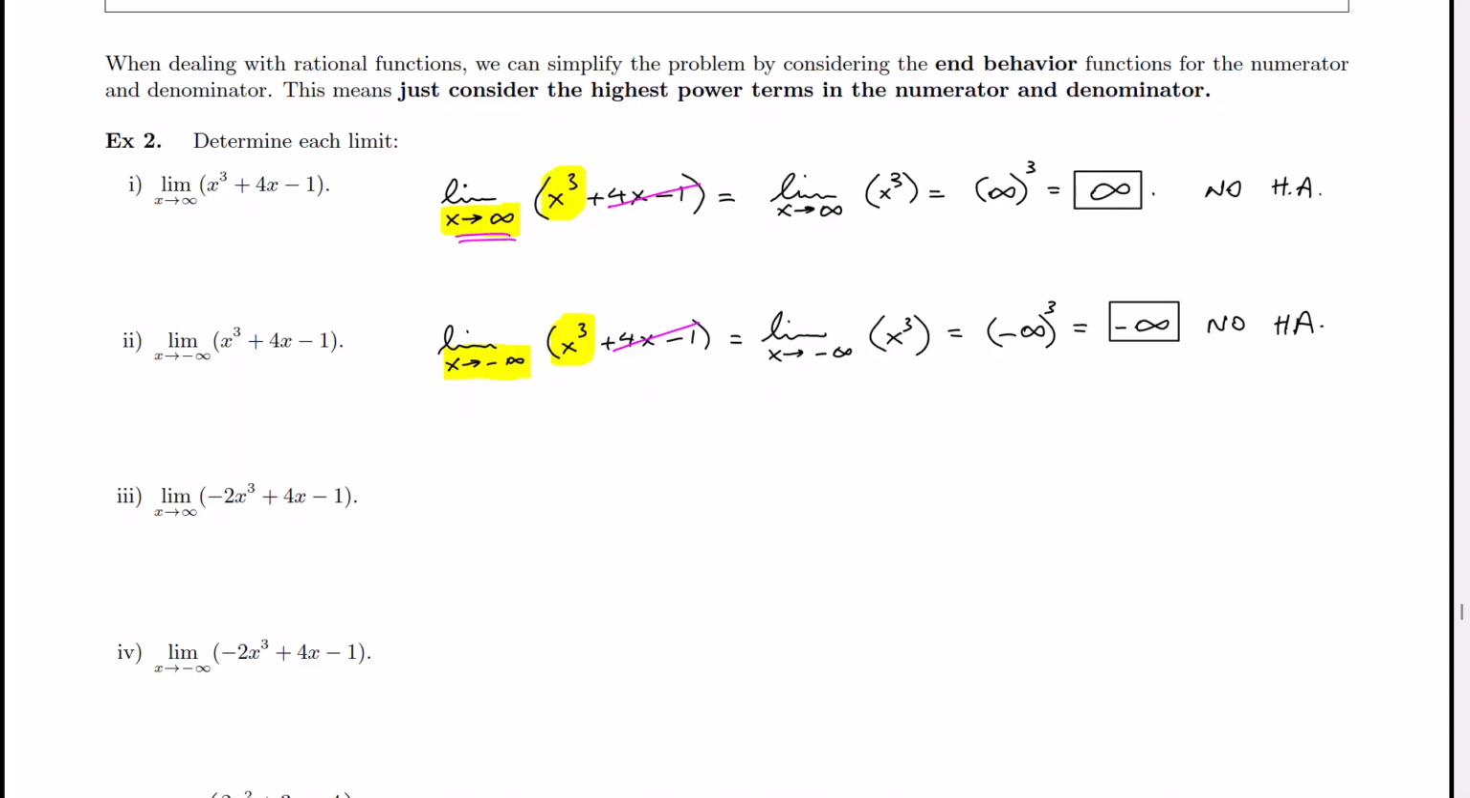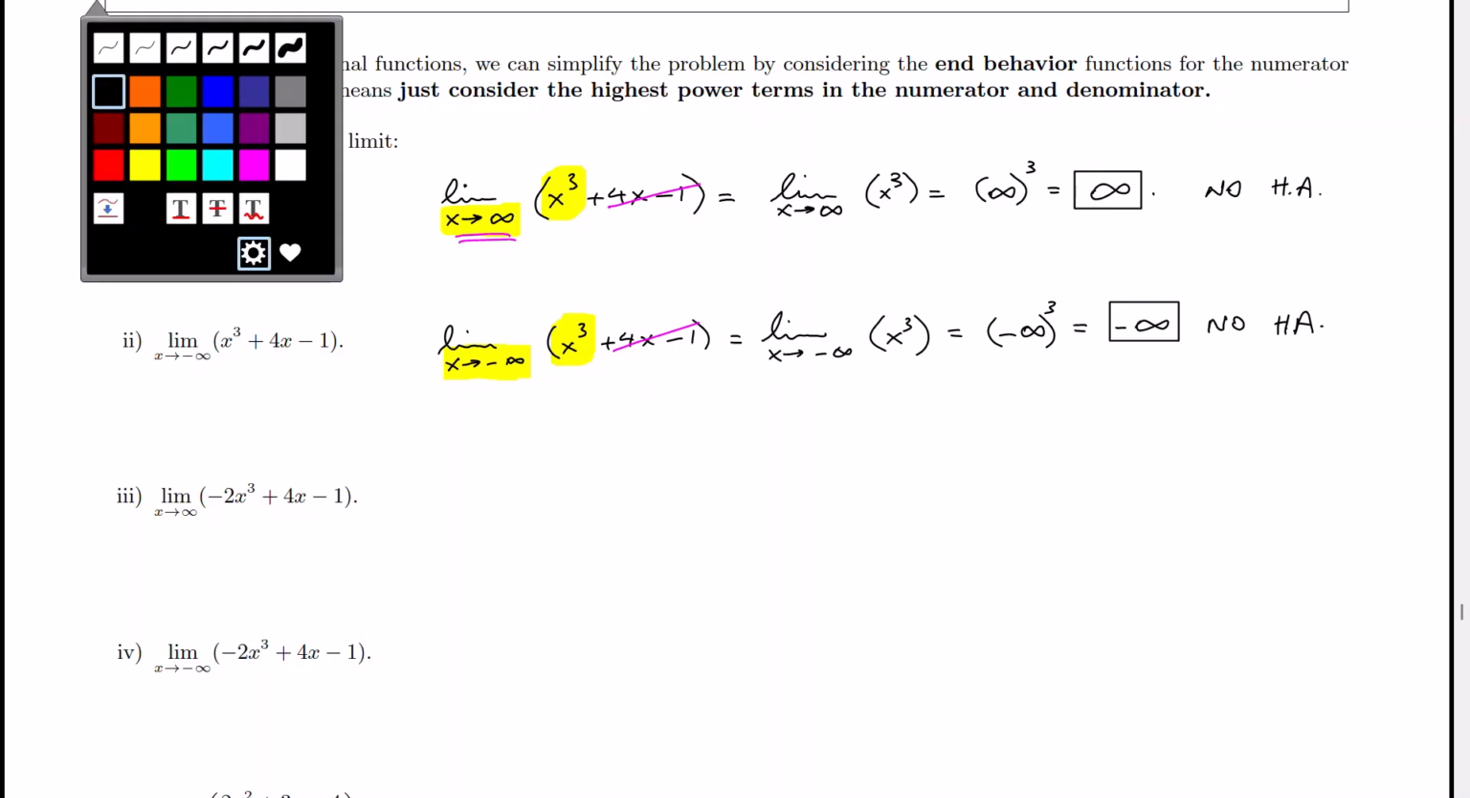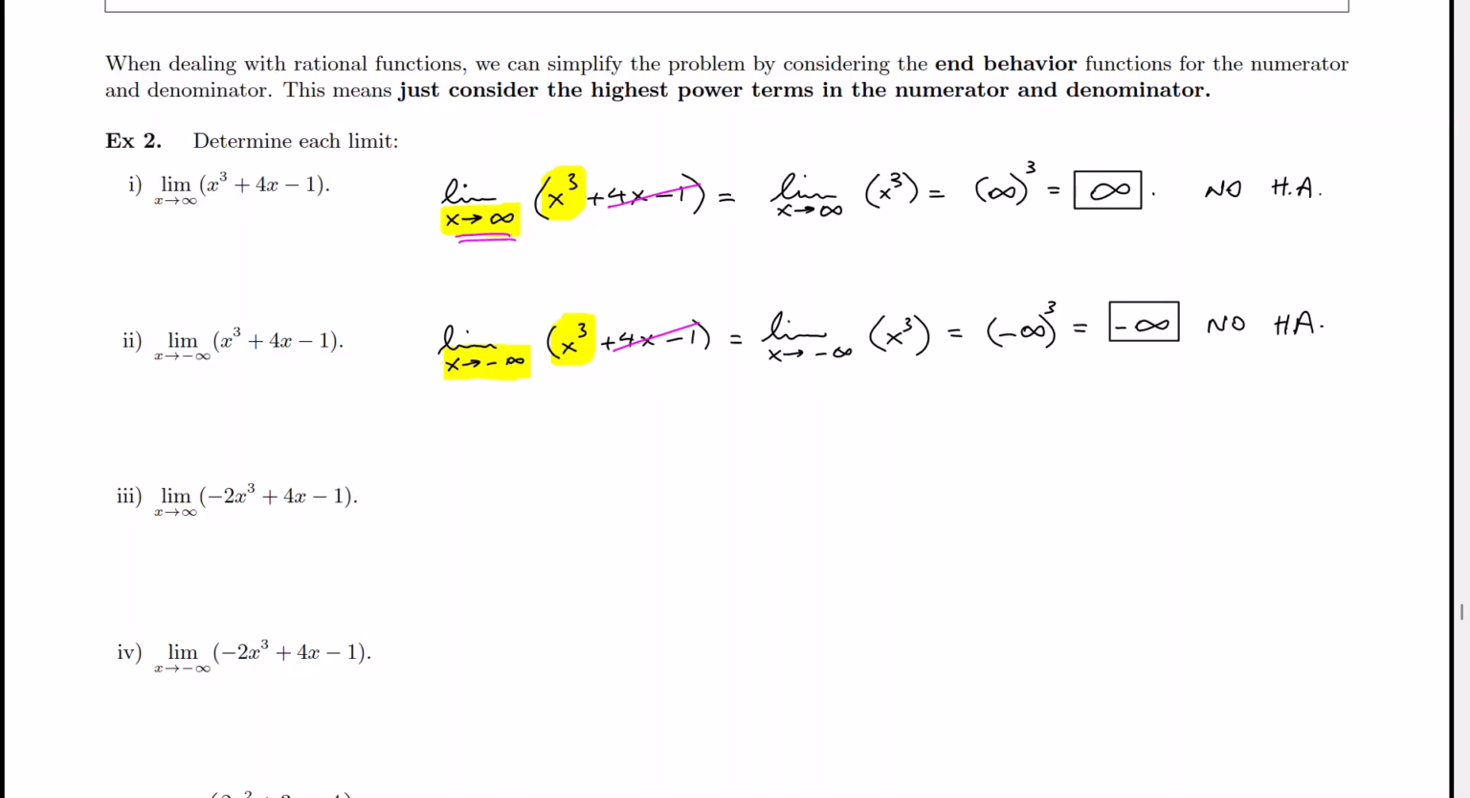So in deciding the end behavior of the function, you always want to take the highest exponent with the x. So in both of these cases, it was x cubed.